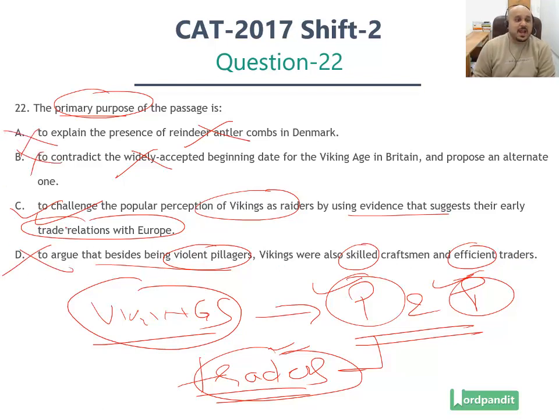A, B and D are ruled out. Option number C is the correct answer. So this is the reasoning behind this question. Hopefully you're clear with why option number C is the correct answer here and why options A, B and D violate the information given in the passage.